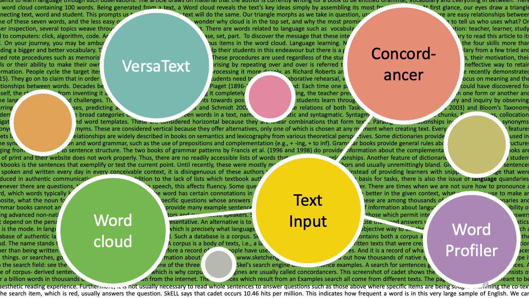A whole text can be represented in a word cloud, which is really customizable. And then the words in the text can be shown in a concordance in various formats. And the words are also classified in various ways in the word profiler. The word profiler describes the whole text in a range of lexical statistics and lists. So we're going to have a look now at VersaText.